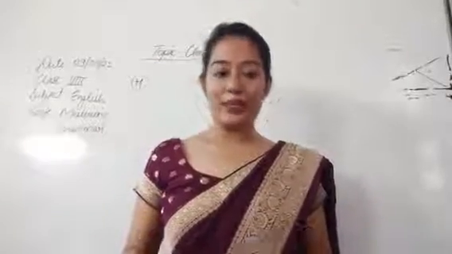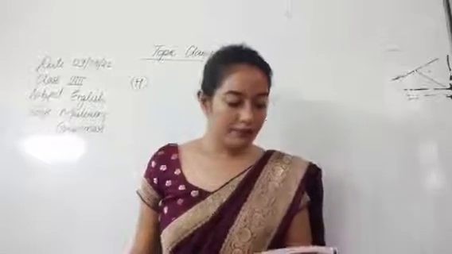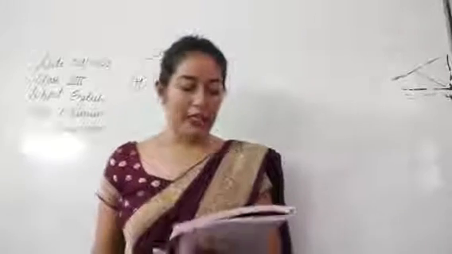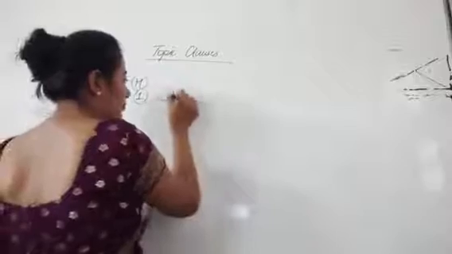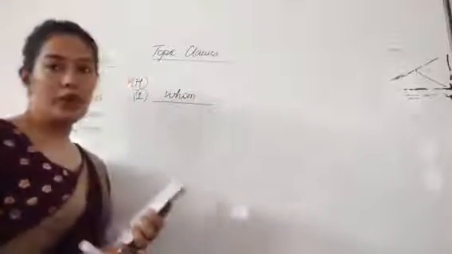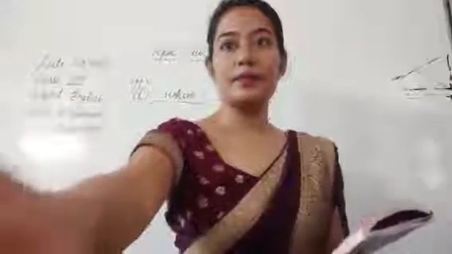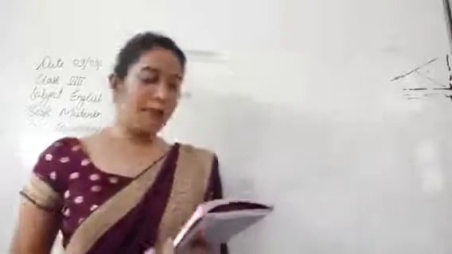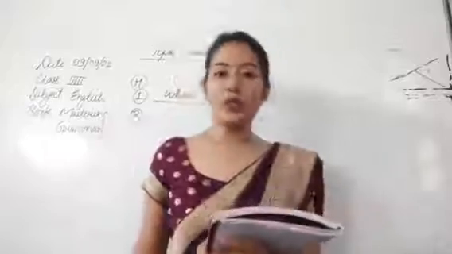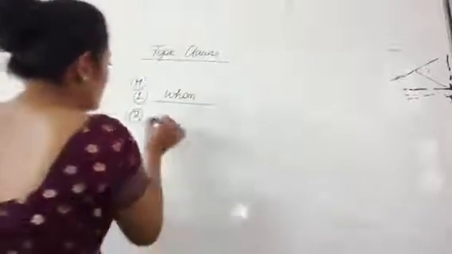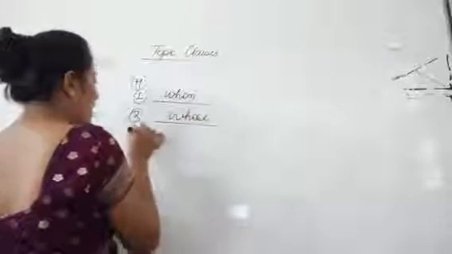So the exercise is H. Fill in the blanks with whose, whom or where. Okay. The first one is the writer dash the people honored is very famous. The writer whom the people honored is very famous. Okay. The second one is the old man dash wallet was lost was worried. The old man whose wallet was lost was worried. Okay.